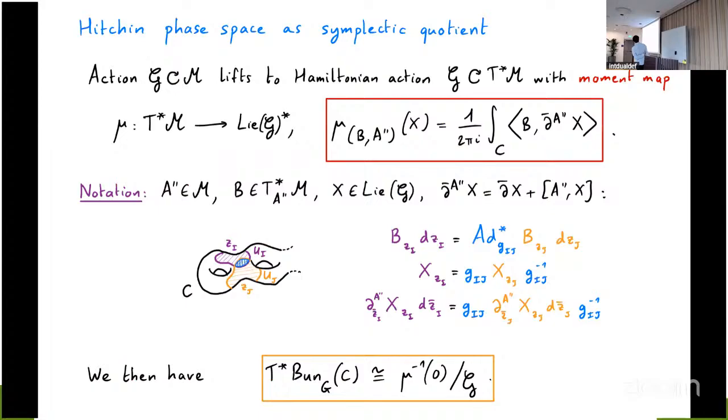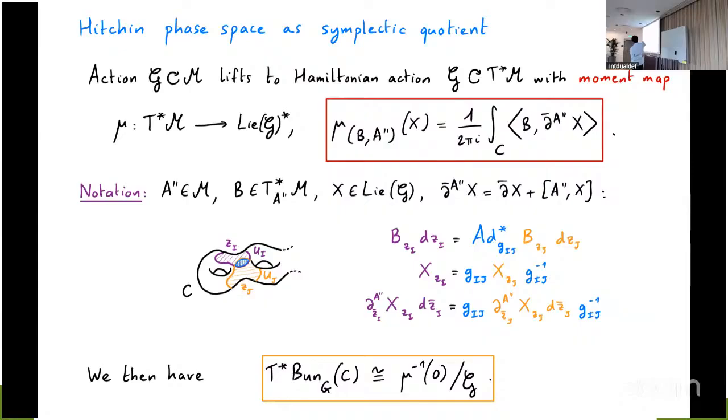So yeah, we have an action of this group of automorphisms on the 0-1 connections by gauge transformations, and the point is it lifts to a Hamiltonian action on the cotangent bundle. So this is really an infinite dimensional cotangent bundle of these 0-1 connections on my principal bundle. And the moment map of this Hamiltonian action is given by this famous Hitchin moment map. So you take a point in the cotangent bundle, where the fiber, which I call B, will become the B field of the Hitchin system of the 3D BF theory, and A double prime is this 0-1 connection.